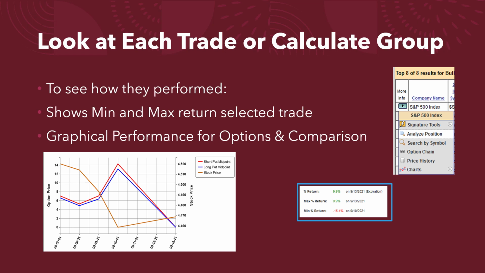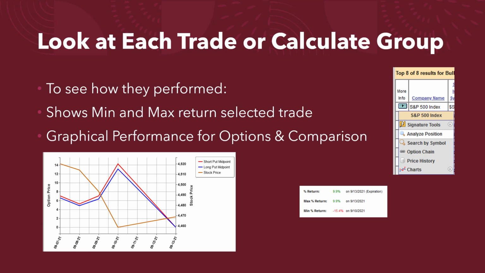Here we see the maximum was 9.9%, full profit at expiration, both puts expired worthless, and the position would have returned 9.9% against the risk. The lowest return was a loss of 15.4% of the maximum loss, and that occurred on September 10th.